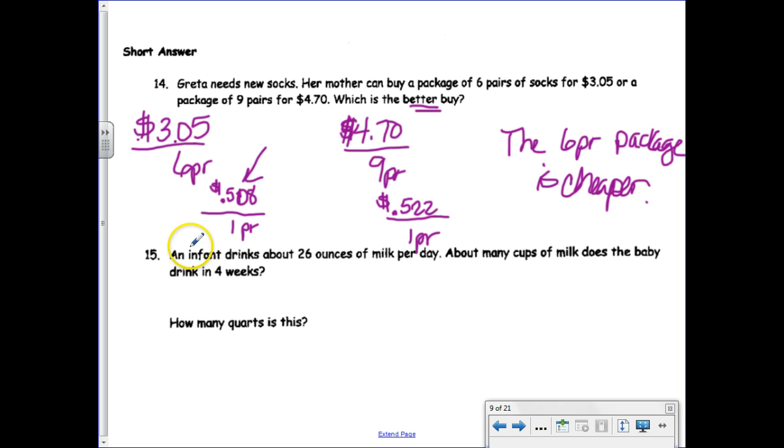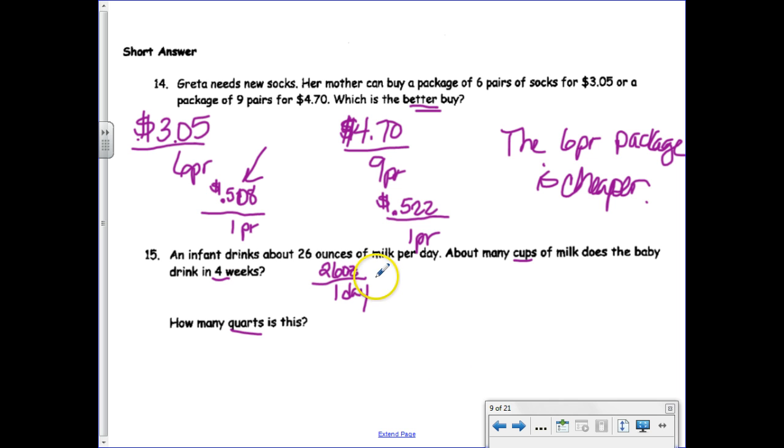Okay, number 15. This one says an infant drinks about 26 ounces of milk a day. How many cups is that? And how many cups is that in 4 weeks? So this is kind of a 2-stage thing. And then we got to do quarts. So let's do this. 26 fluid ounces in 1 day. Now, I need you to do cups, and then we have to change this into weeks, specifically 4 weeks.